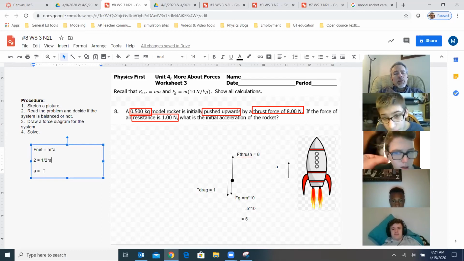I think so. So I think it's going to be 2 times 2. What's 2 times 2? 1. Yeah. So I think the acceleration is really 4 meters per second, and that would be upward. It'd be upward.